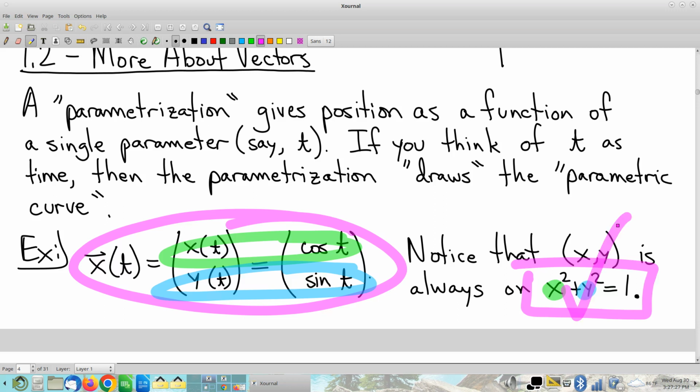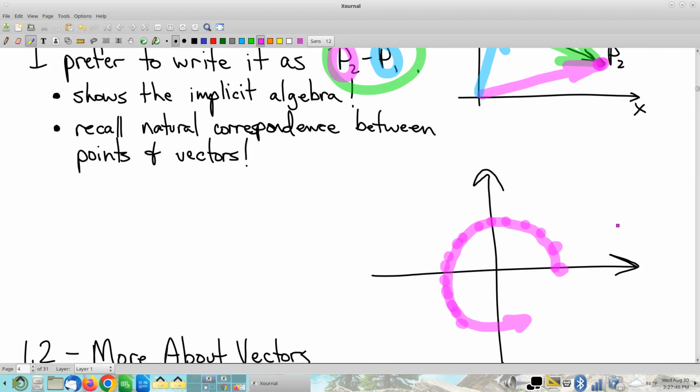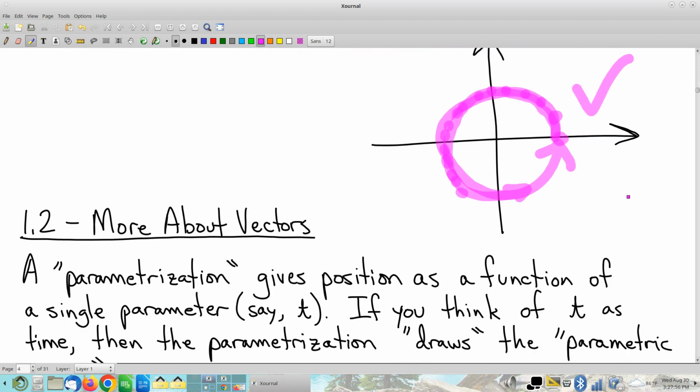And that means that every point on this parameterization satisfies this equation. Let me say that differently. Every point that comes out of this parameterization is on this unit circle. So yes, in fact, this is literally tracing out the unit circle as we would have suspected from plugging in actual numbers. How about that? Everybody good?